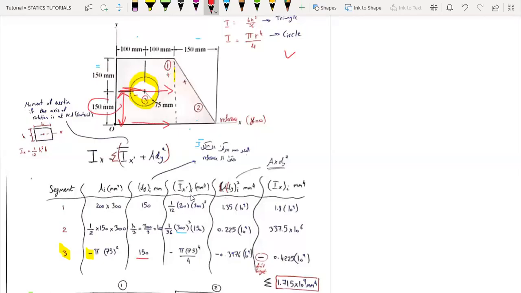Ix bar is pi r to the power 4 over 4. This is the moment of inertia of a circle. And the other part is the area multiplied by the distance squared, so it will also be negative. We will multiply the area by dy squared, and Ix bar, and we will add these two numbers. But don't forget the minus sign.